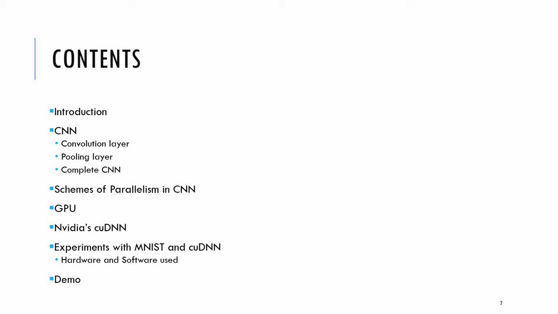The contents of this presentation will be the introduction to this topic, followed by convolutional neural networks. I'll talk a bit about the different layers involved in CNN, followed by schemes of parallelism in CNN. This would be followed by a graphics processing unit, and then I'll be focusing on the main point of NVIDIA's cuDNN library. I'll be verifying some of the results by experimenting with the MNIST dataset and cuDNN, and I'll be showing it to you as a demo video at the end of this presentation.